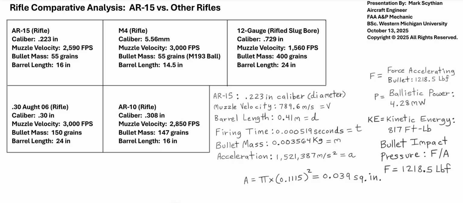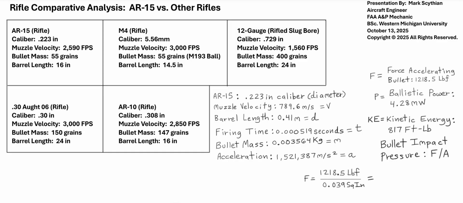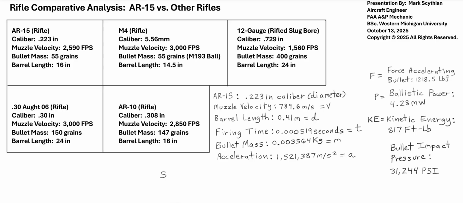So the force divided by the area is the pressure. So the AR-15 has a bullet impact pressure of 31,244 psi.